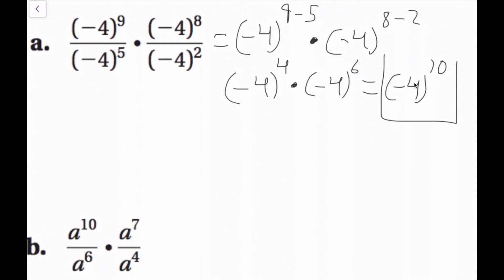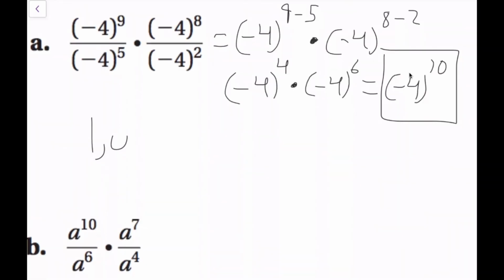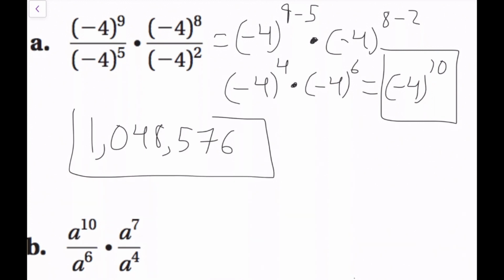But we can also multiply this out to find our exact answer, and I'm going to do that on the calculator. So I'm going to type it in exactly as we have it, but we have a negative to an even power, so I could have typed in just 4 to the 10th, and I get 1,048,576. So this is our exact answer. This is our answer in exponent form.